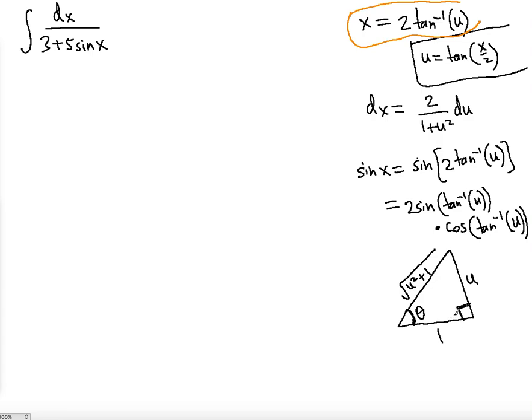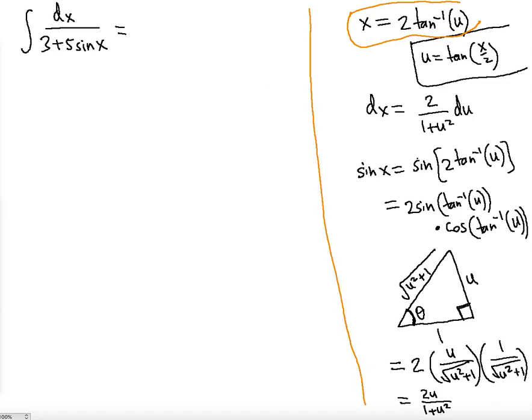Alright? So now we can find the sine and the cosine, right? Because we just found all sides. So sine x is going to be twice the sine, which is opposite over hypotenuse, so u over square root of u squared plus 1, times the cosine, adjacent over hypotenuse, 1 over square root of u squared plus 1. So this is equal to 2u divided by 1 plus u squared, the square roots are gone. Perfect. So now the substitution, let's separate this work. We're not going to need it. This is only for substitutions.